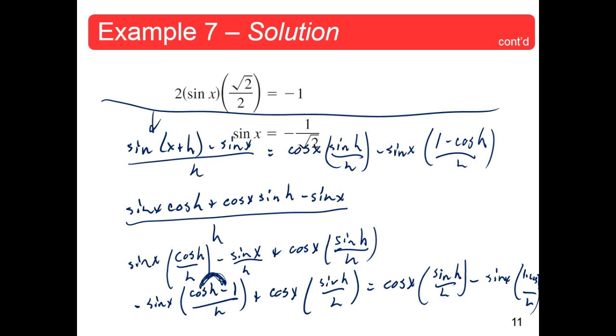Perfect. Number 4, sine of u plus v. Sine u cosine v plus cosine u sine v. Perfect. Number 5, cosine of u minus v. Cosine u cosine v plus sine u sine v. Perfect. And tangent of u minus v. Tangent u minus tangent v, divided by 1 plus tangent u times tangent v. Perfect.